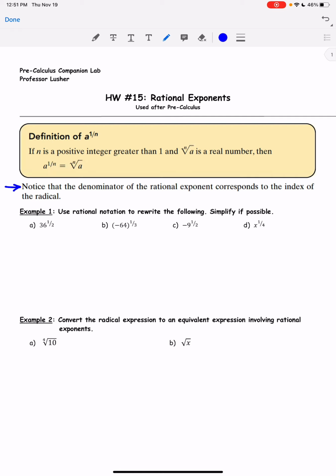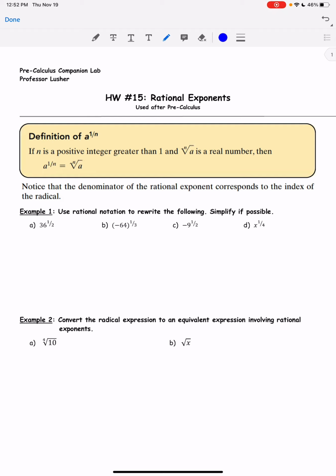What I usually like to do, especially whenever they write the fraction in that form, is circle that top number, that numerator stays. So that's the same as a to the first. And then that index, or that bottom denominator, is what becomes the index.